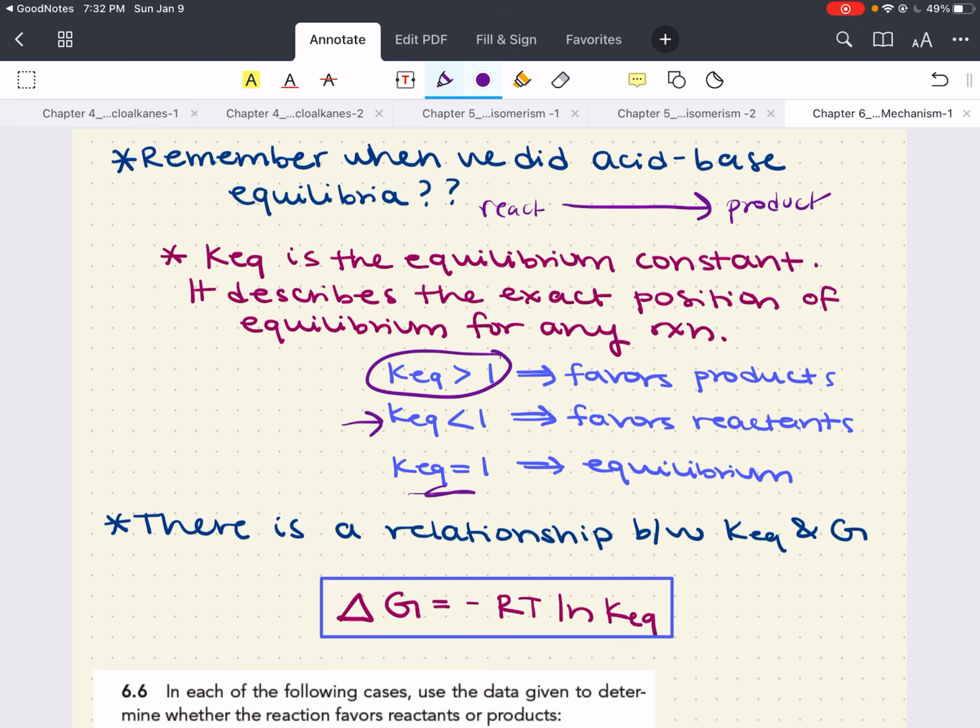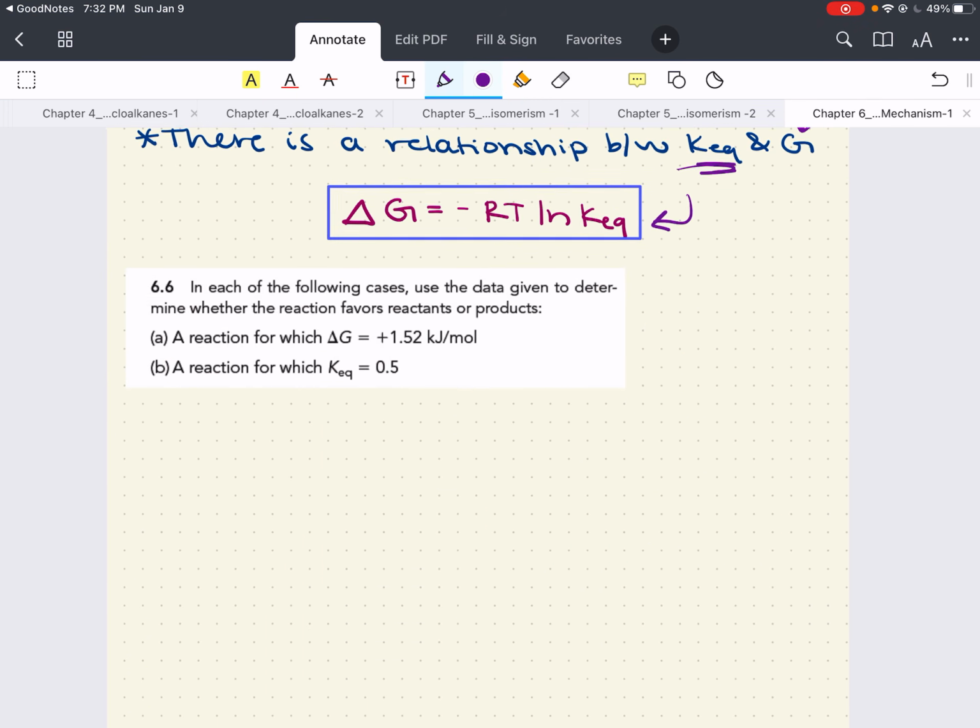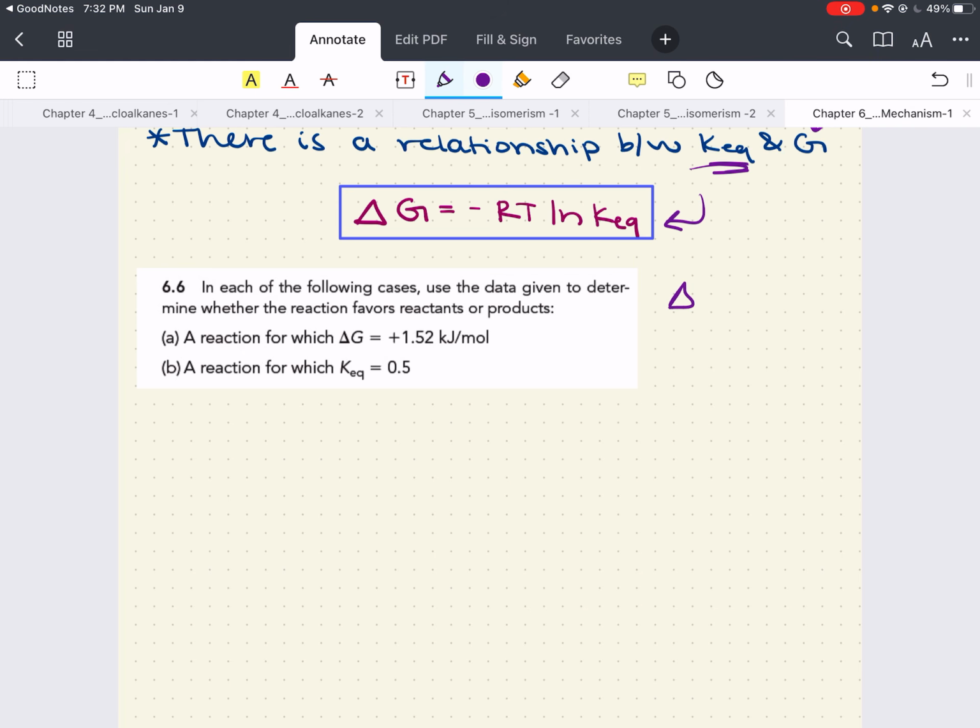Something that's really cool is that there's a relationship between the equilibrium constant and Gibbs free energy, and this equation demonstrates that relationship. If your delta G is positive, your reactants are favored. And that makes sense, because a negative delta G means that the reaction is spontaneous and will move from reactants to products. If it's positive, then your reaction is not moving forward from reactants to products, so your reactants are obviously favored. And like we said, if it's negative, then your products are favored.